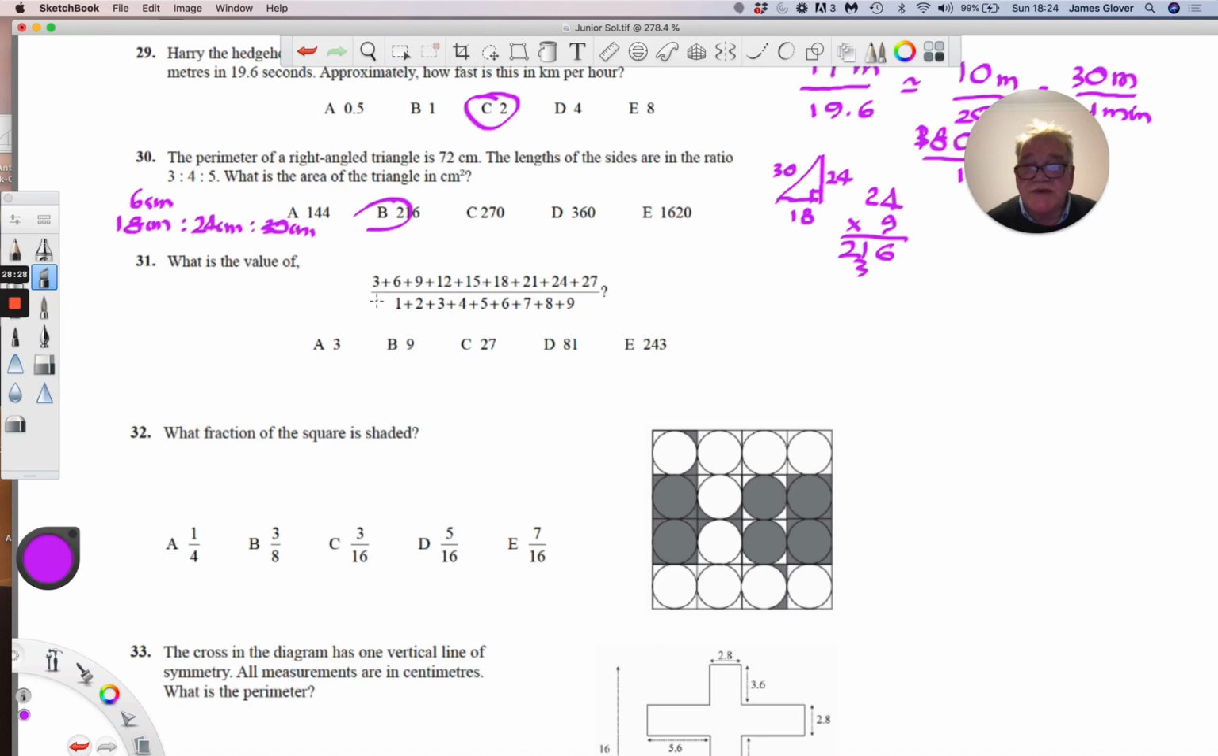This is the value of this. On inspection, we can see that all the numbers in the top are 3 times the numbers in the bottom. And so the answer is 3.